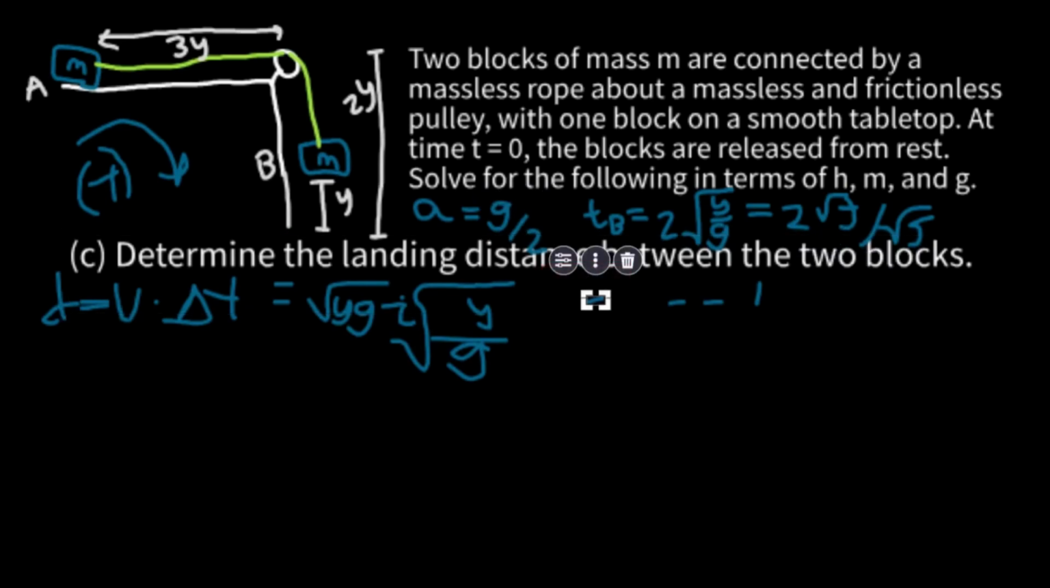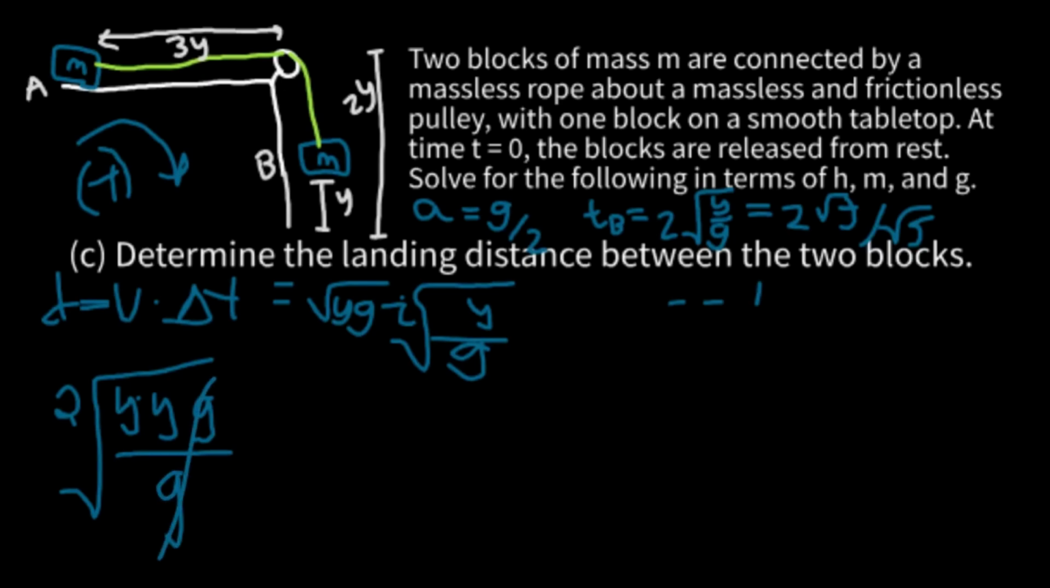Alright, so now we multiply this out, and that is going to give 2 square root of y times g over g, which gives 2 square roots of y squared, which gives 2y. So that means the blocks are going to land a distance of 2y apart from each other, which is the vertical distance that block B falls to hit the ground.